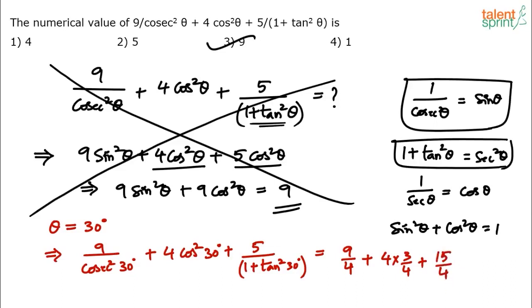Yes or no? Now simplify. 4 and 4 get cancelled here. 9 by 4 plus 15 by 4 is like 24 by 4. 24 by 4 is 6. 6 plus 3 is giving you 9. Yes or no? So 9 is the answer.